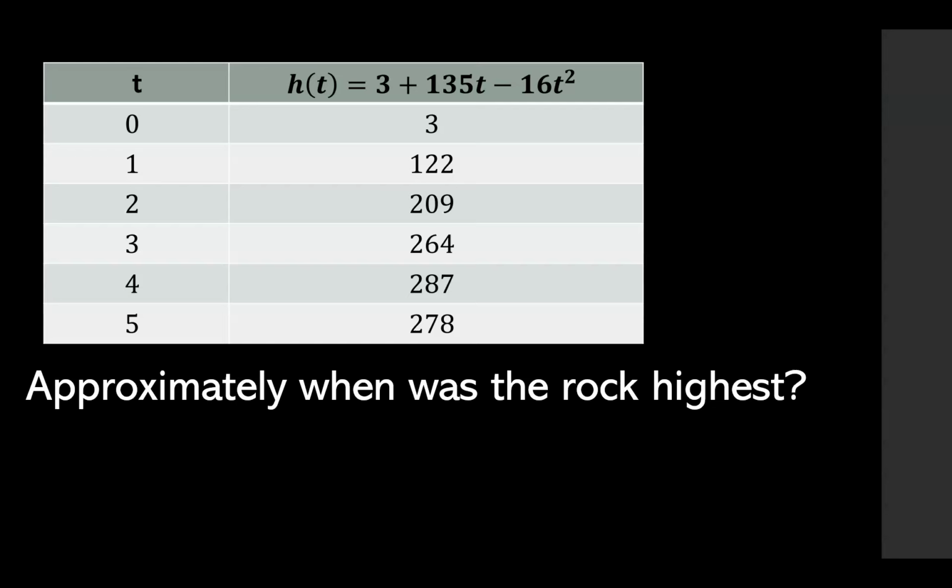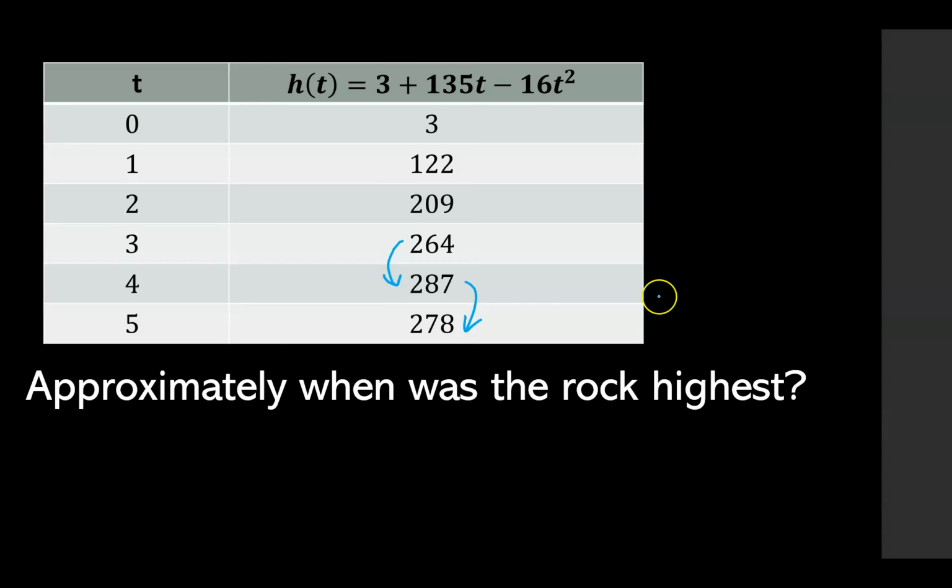Well, let's think about when the rock was at its highest point. And you might be a little bit confused because we can't quite be certain. We know the rock is not at its highest point between 3 and 122 feet. We can see, and we kind of know about rocks, this increase, and then, well, from 287 feet to 278 feet, that's a decrease. But it could be the case that the rock hits its highest point between time equals 3 and time equals 4, or between time equals 4 and time equals 5.